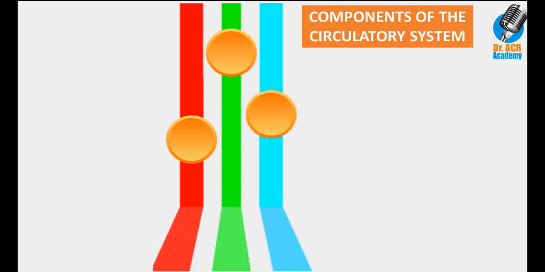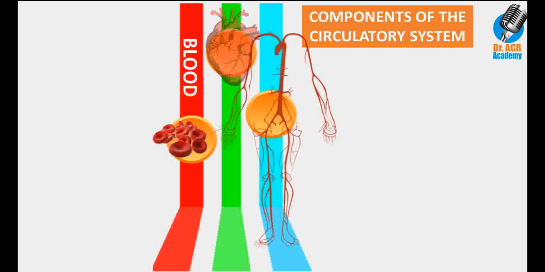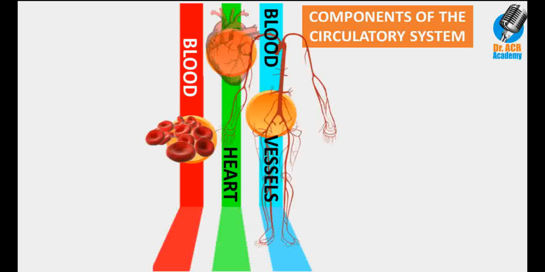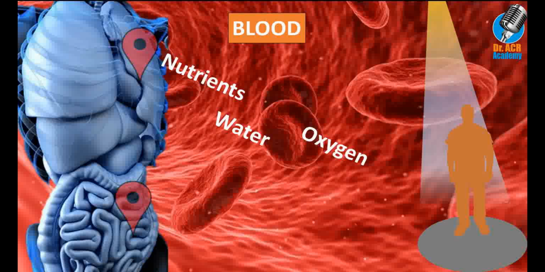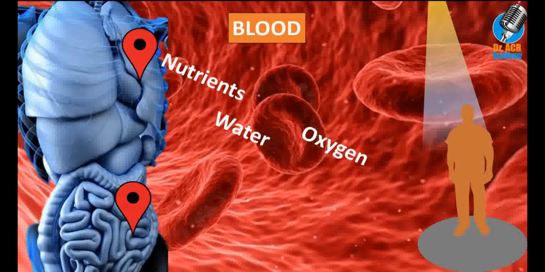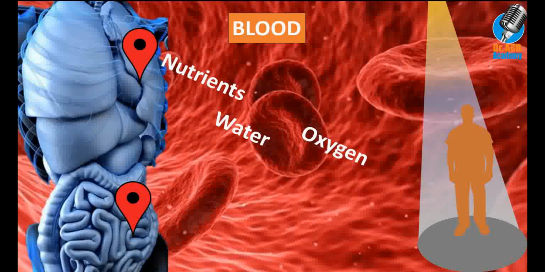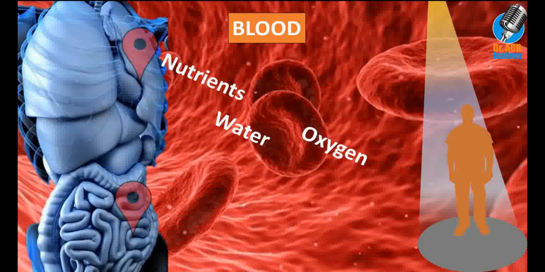The major components of the circulatory system are, first, the blood, second, the blood vessels, and third, the heart. The first one, blood, is the fluid substance that transports materials like digested food and water from the small intestine, and oxygen from the lungs, to all other parts of the body.